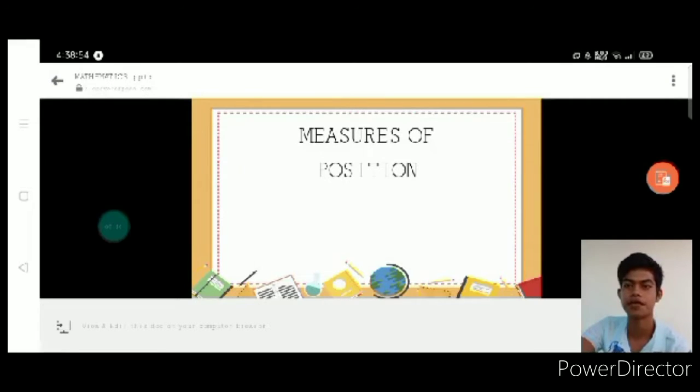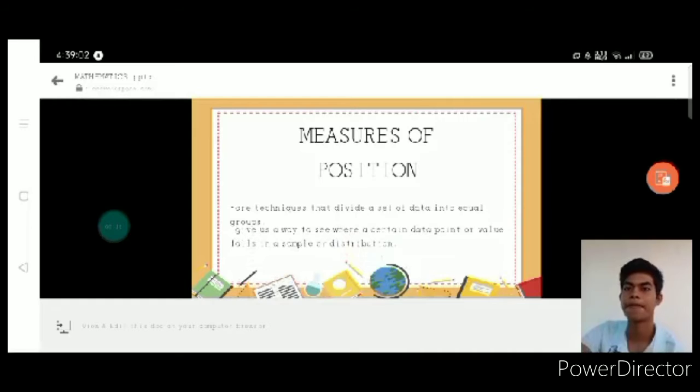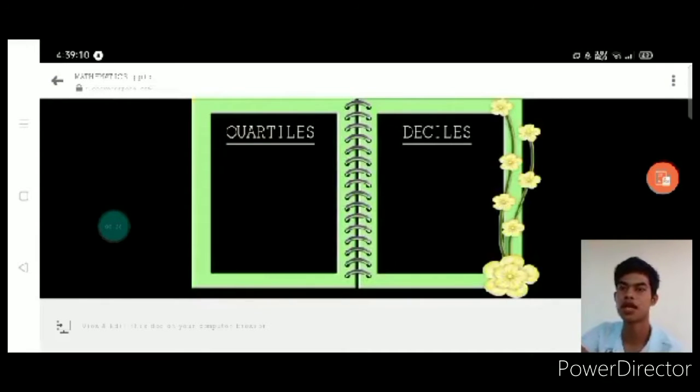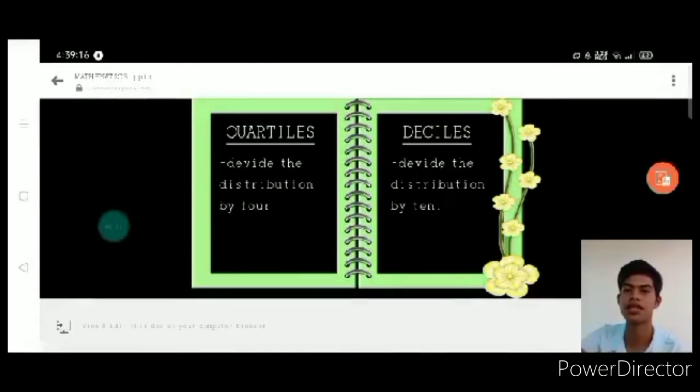So what is the measure of position? These are techniques that divide a set of data into equal groups, give us a way to see where a certain data point or value falls in a sample or distribution. The quartiles and deciles. Quartiles divide the distribution by 4. The deciles divide the distribution by 10.